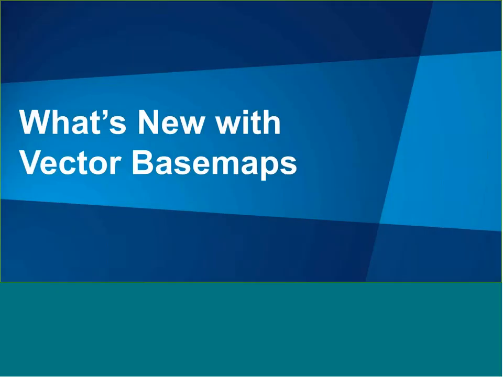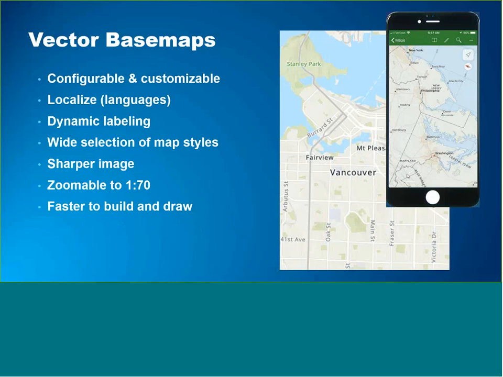So I'm going to take a little bit of time to talk about some of the more technical details and about what's new with vector-based maps. Vector-based maps have been around for a few years, and there's a lot of exciting things in there that make it much more user-friendly than previous raster-based maps. Primarily, they are configurable and customizable. You can change the look on them if you don't like the look, as opposed to raster-based maps where you would have to recache the entire base map if you want a different look. You can also localize it according to your language preferences.